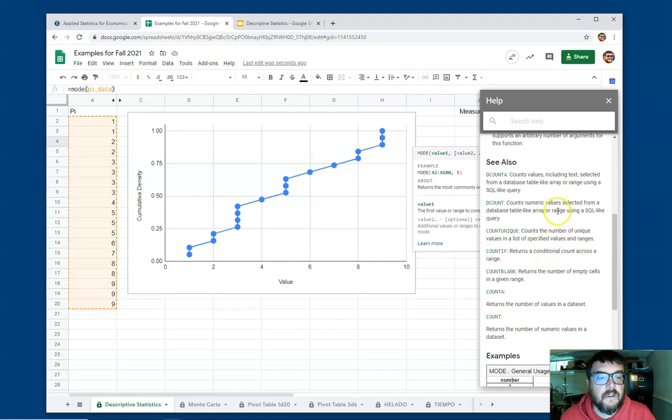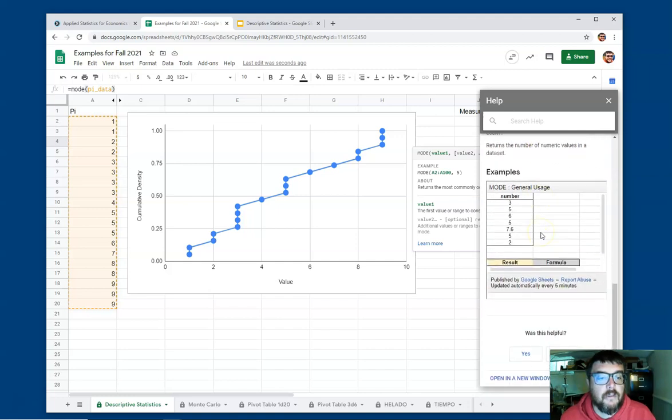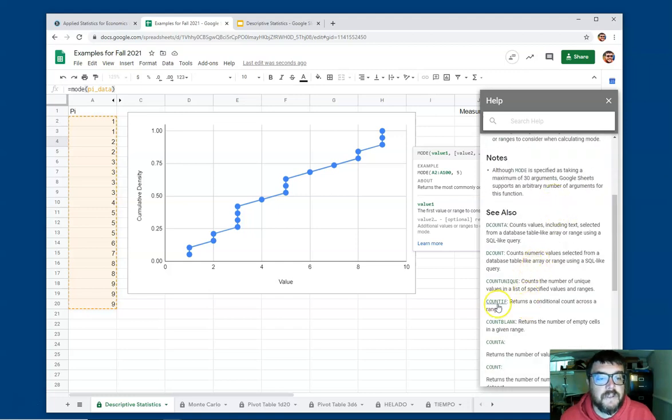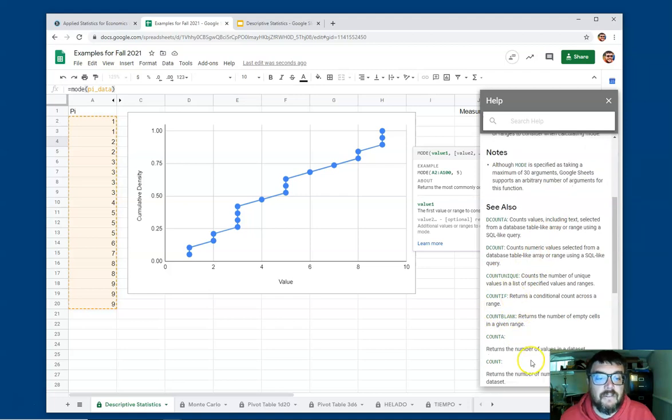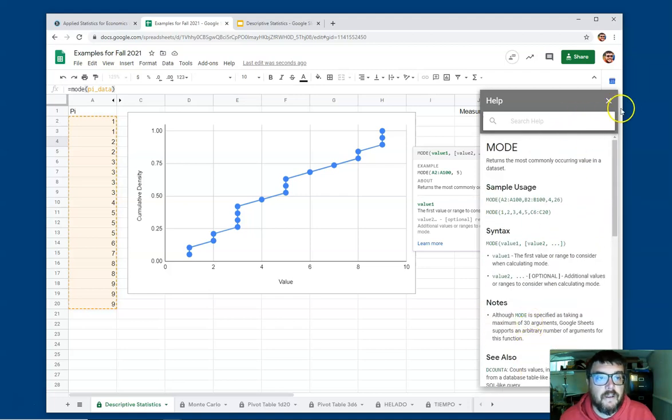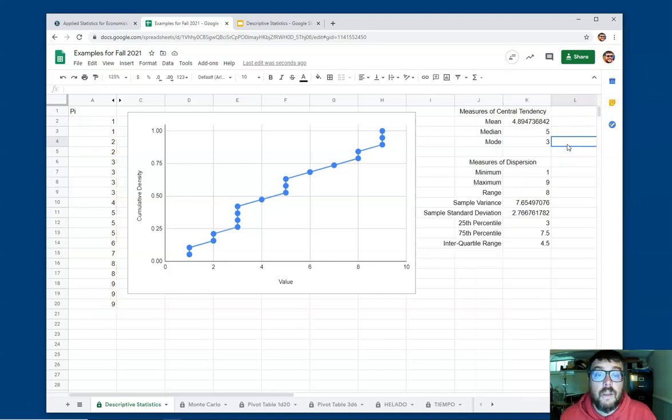So if you clicked on this to give yourself information, it would tell you that it has to have numbers, but it'll give you some hints on other ways to do that, like COUNTIF, which is a way to count non-number things. Okay, so those are our measures of central tendency.